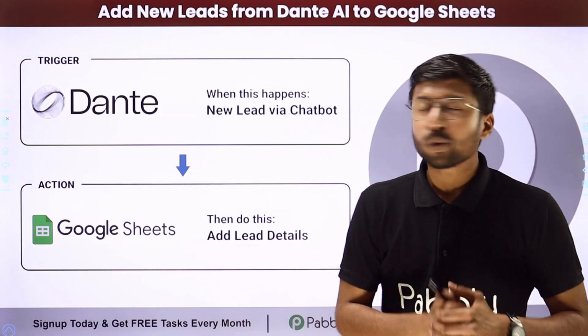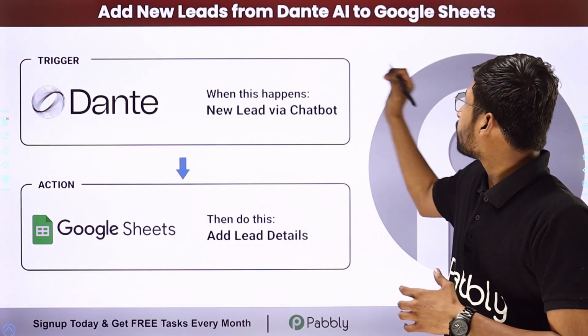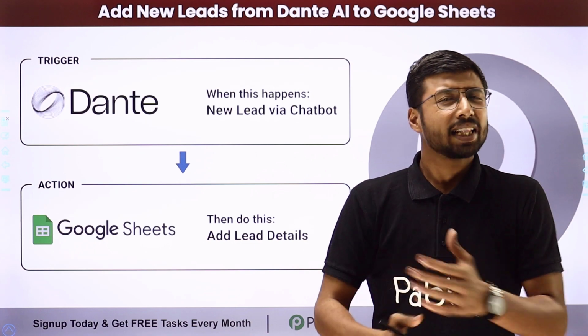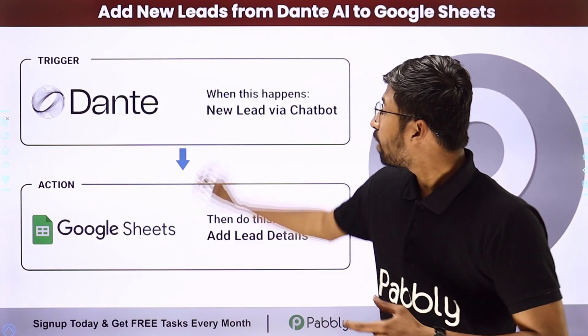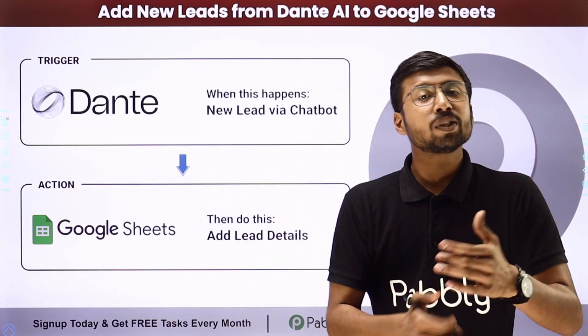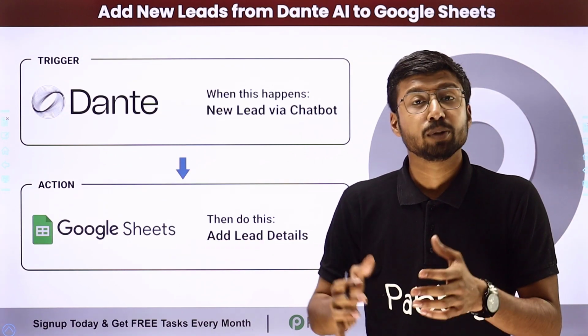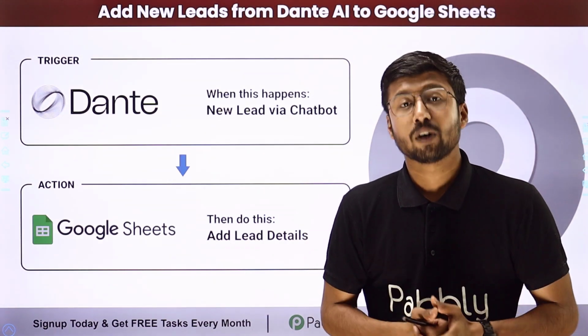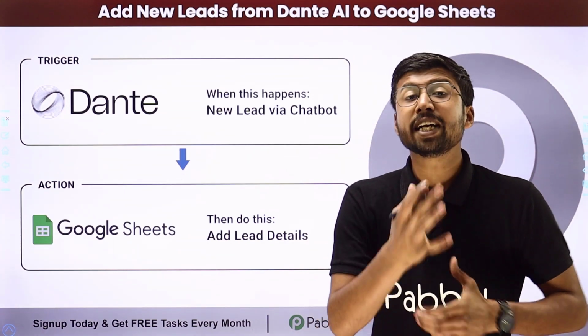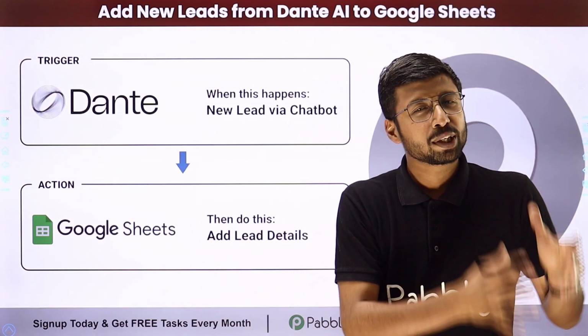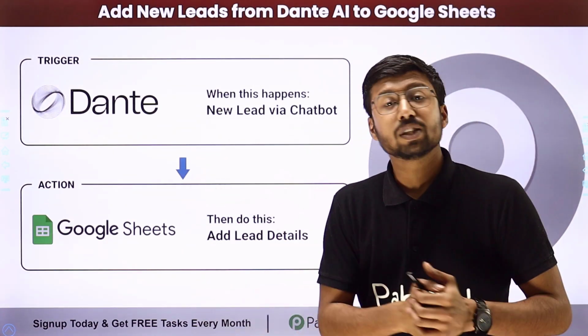So in this video, we are going to learn how to add new leads from Dante AI to Google Sheets. Let's say you have created an AI chatbot using Dante AI, and using the same chatbot, you are also getting some new leads as you are showing a lead gen form in the chatbot. Now you want to save the leads which you are generating from Dante AI in your Google spreadsheets.